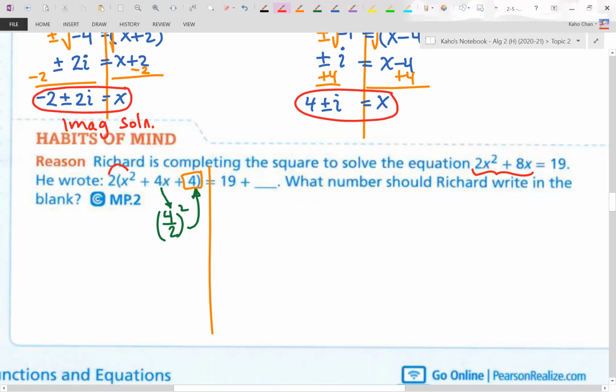He took out a 2 from 2x squared. He took out a 2 from 8x. But that 4 on the inside you're introducing, aren't you introducing 2 of those 4s? So on the right side, you should introduce 2 of those 4s as well, because they're doubling the whole thing. It's like a distributive property, okay? That's the number he should add, and that number is 2 times 4, which is 8. That is the number that you should introduce. Next page.